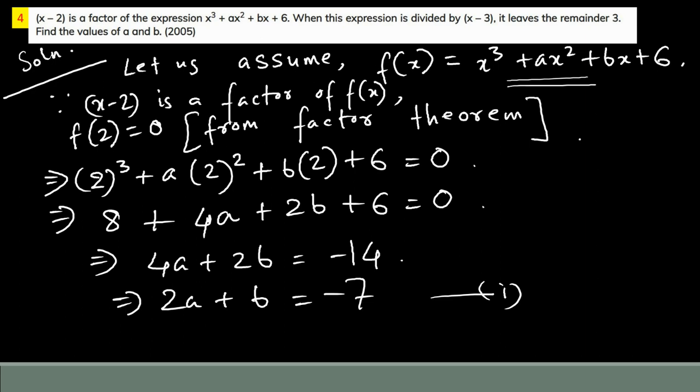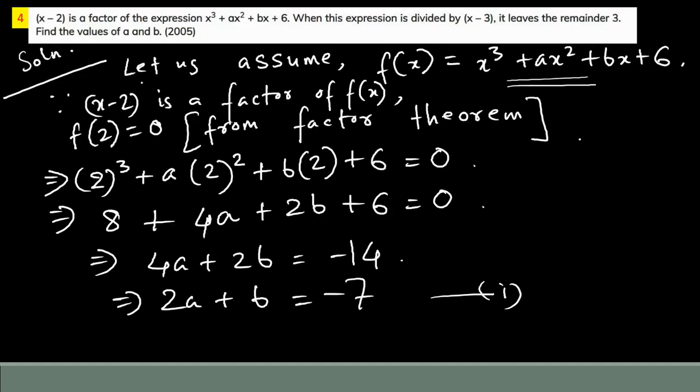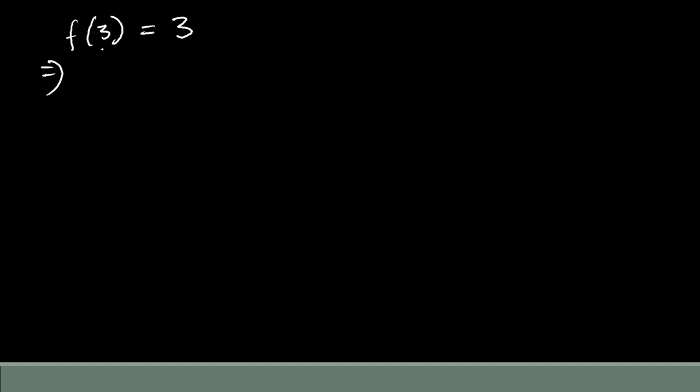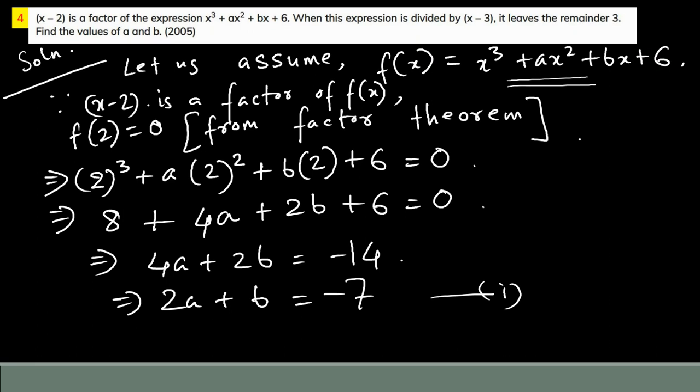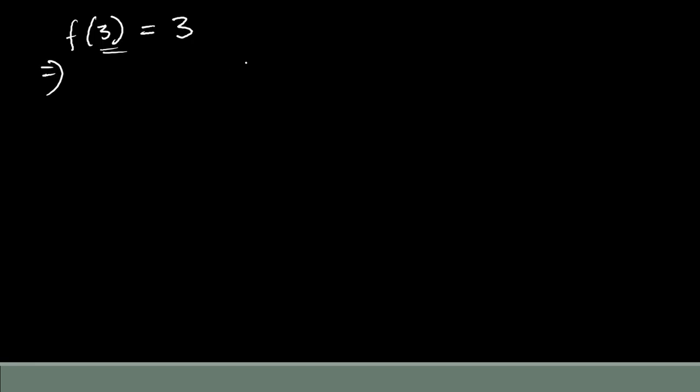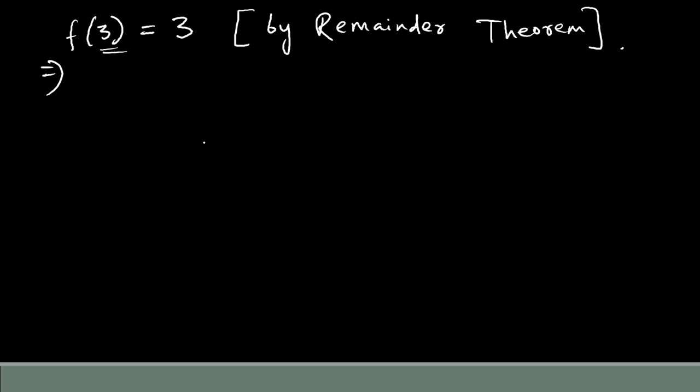is when this expression f(x) is divided by x - 3, it leaves remainder 3. So it's given basically that f(3), the remainder, is 3. Now you have to put 3 into this expression. This is by the remainder theorem. You know what the remainder theorem says, right? When f(x) is divided by x - alpha, the remainder should be f(alpha), basically. And they have said f(alpha) is 3 here.